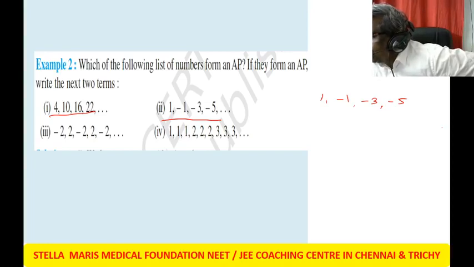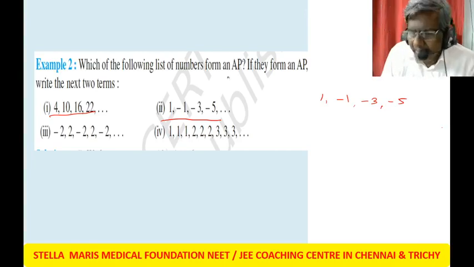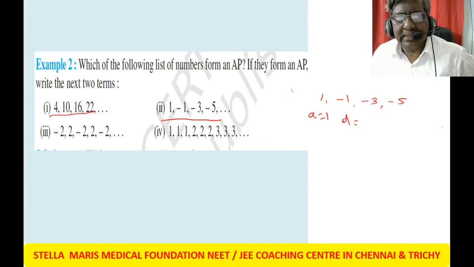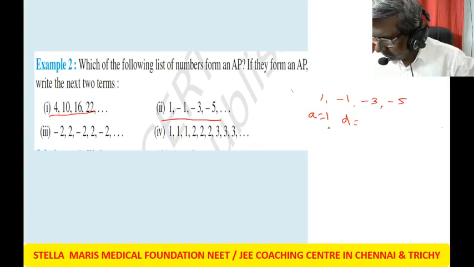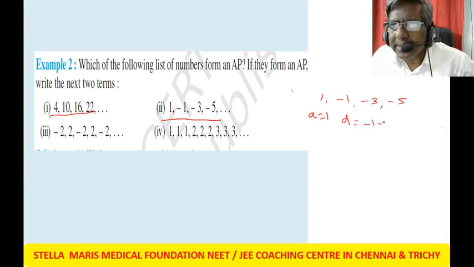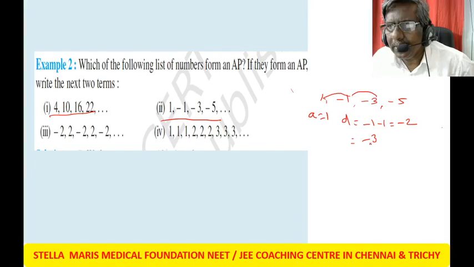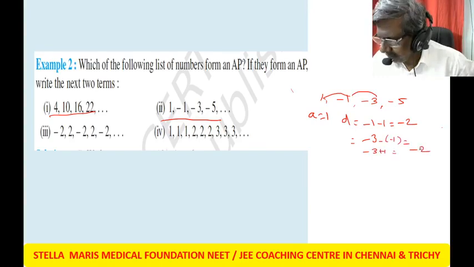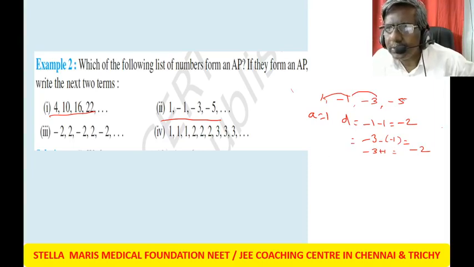Shivakumar, Sai, Snegit, are you there? See, I'll solve this here. Here A is equal to 1. So we have to find out D. D will be what? The next term minus the first, no? So it will be minus 1 minus 1, that is equal to minus 2. Likewise, see this one. Then this one, if you put like this, minus 3 minus of minus 1, that is equal to minus 3 plus 1, that is equal to minus 2. Clear?